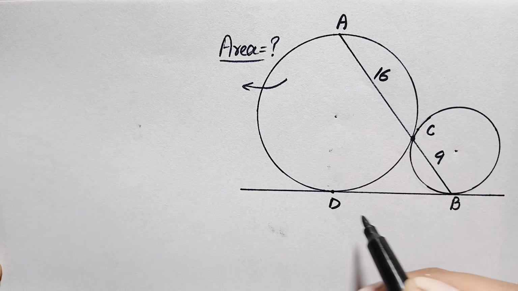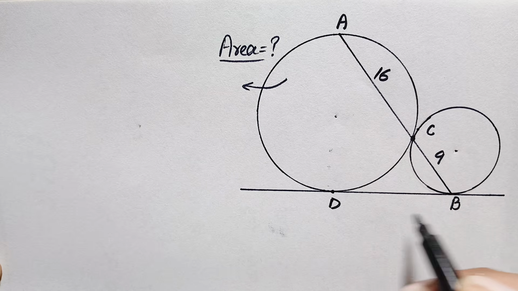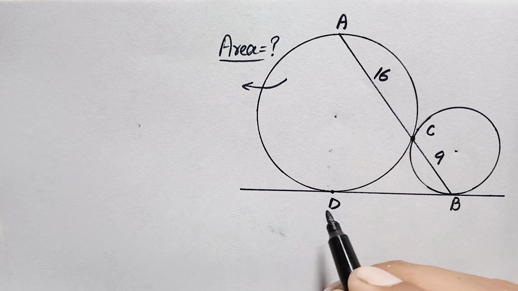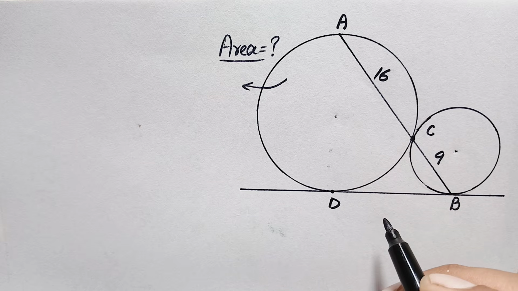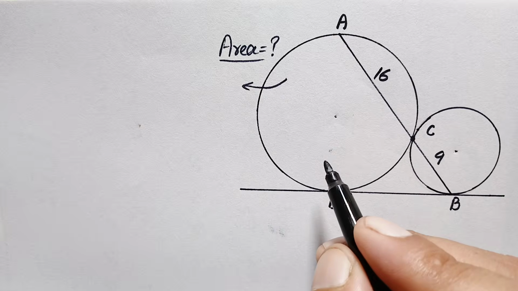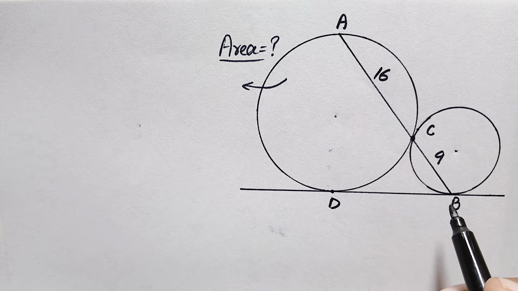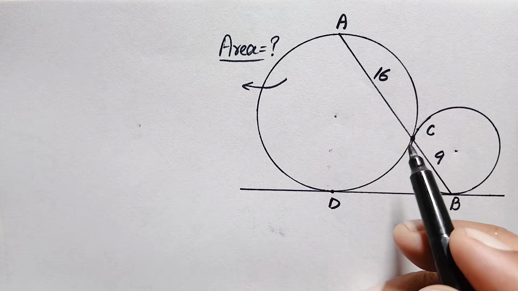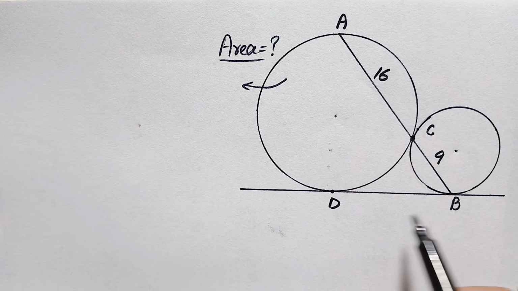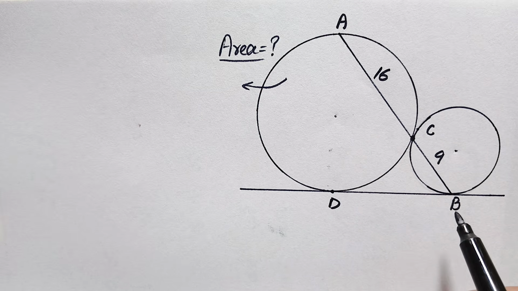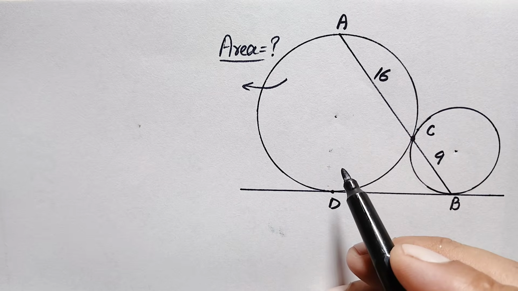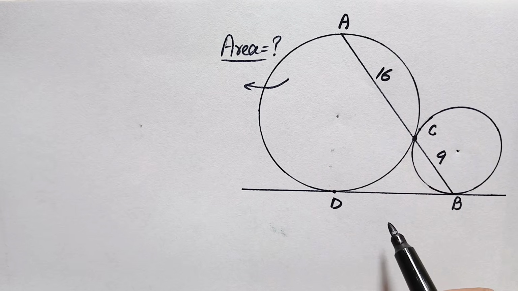Now first of all, we will try to find the length of this BD, which is a tangent to this circle as well as this circle. To find the value of BD, we will use a result. If BD is a tangent to a circle and AB is a line segment such that AC is a chord on this circle, then the square of BD will be equal to the product of BC times BA.